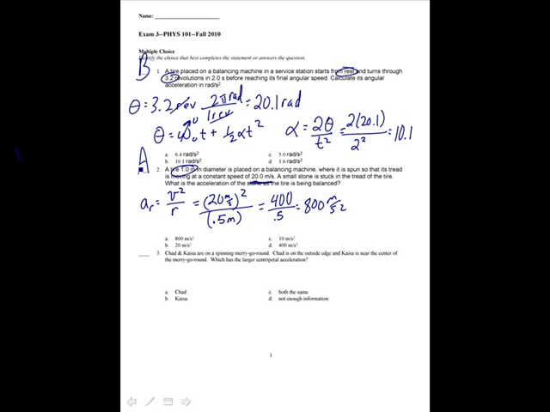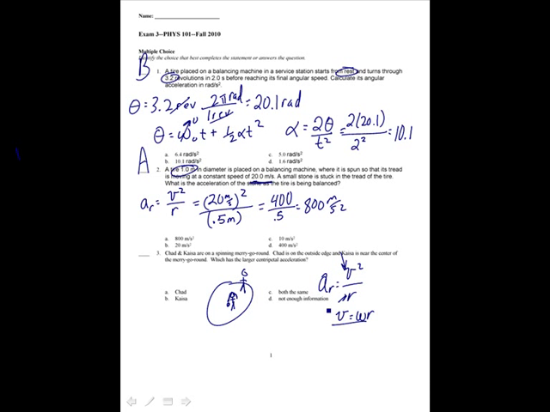It says Chad and Kaiser are spinning on a merry-go-round. Here's our merry-go-round. Chad is on the outer edge. Kaiser is on the inner edge. Which one has the larger centripetal acceleration? Well, centripetal acceleration, again, is V squared over R. But we know that V is equal to omega R. Well, look here. So Chad has a bigger V. Alright, but he also has a bigger R. So it's not clear immediately that he has a bigger centripetal acceleration.